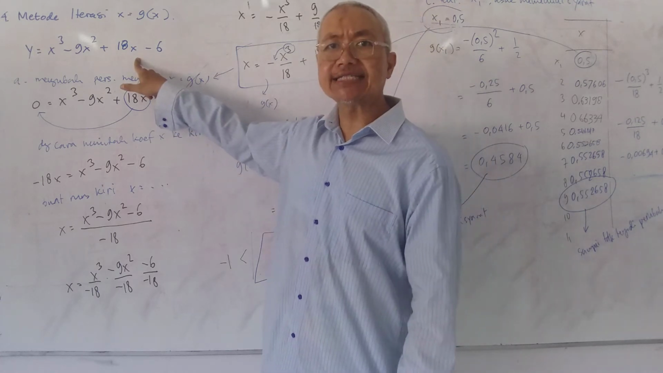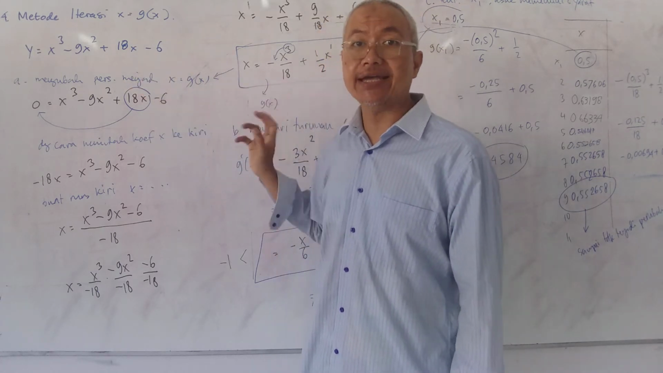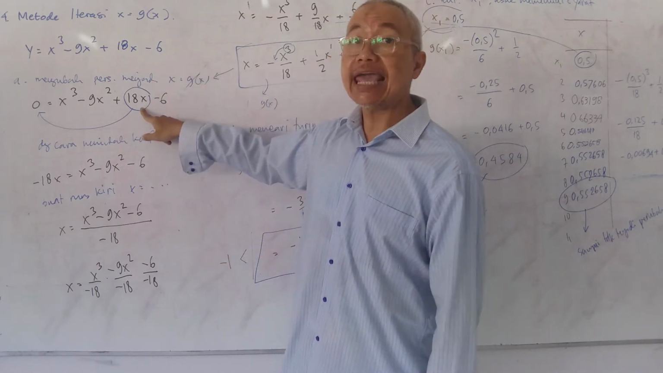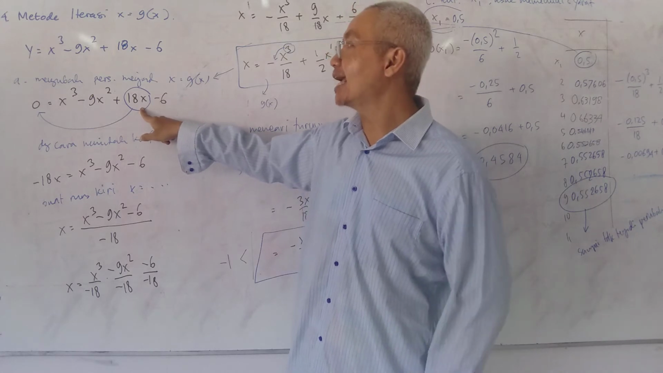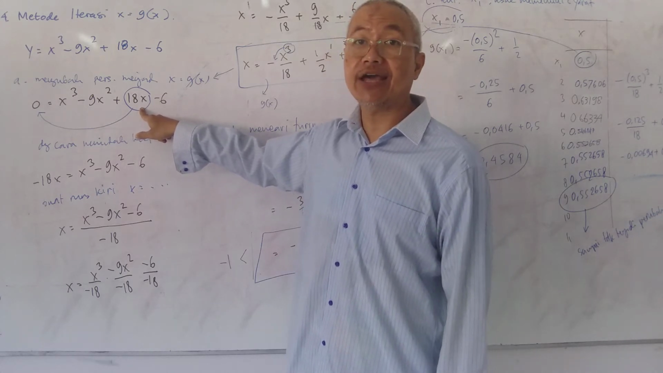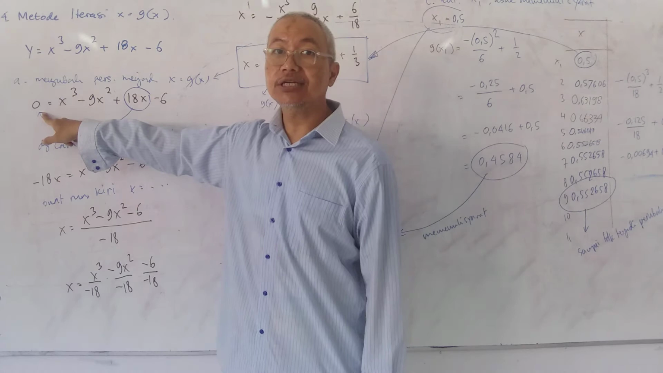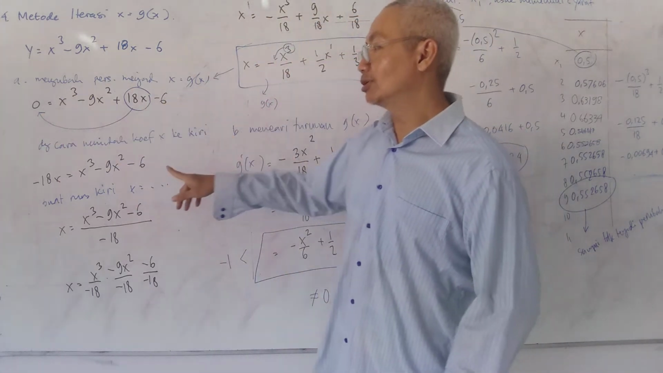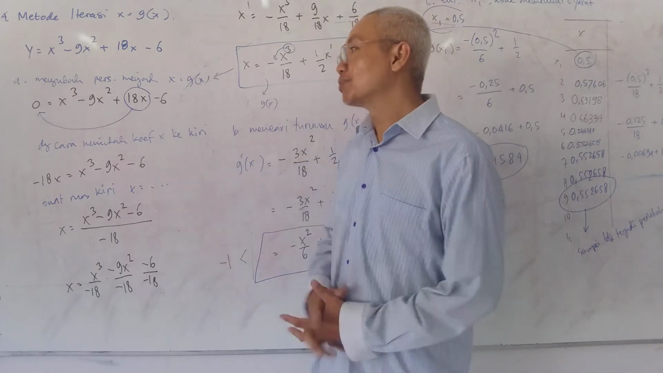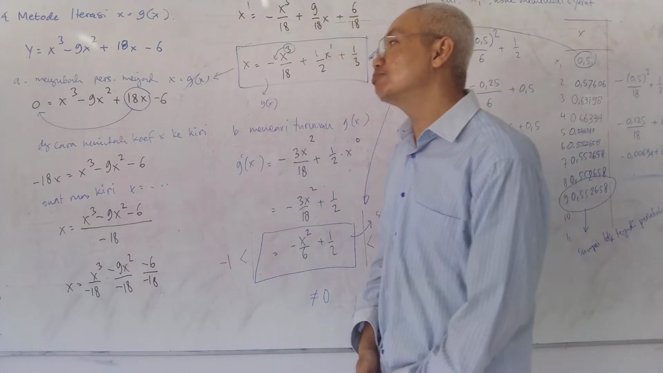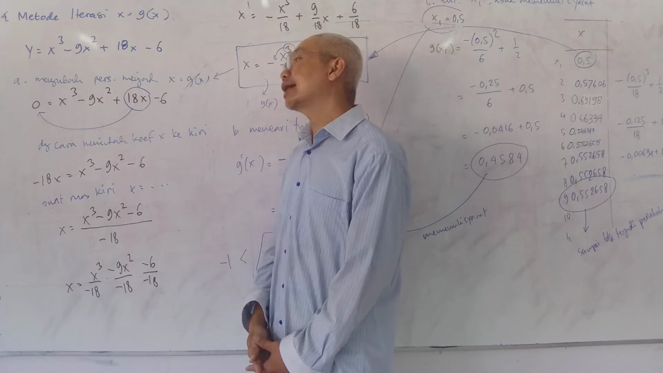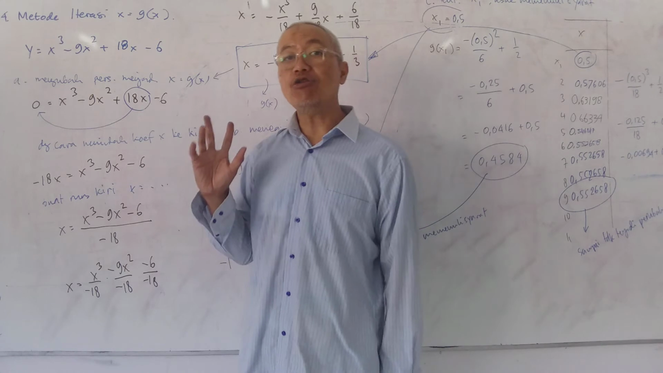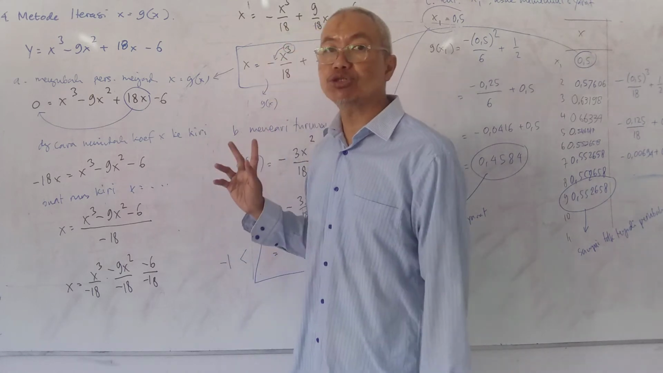How is it? The easiest way is to move the coefficient x from the right hand side to the left hand side. For example, this one is 18x. The coefficient x is 18x. I move it from the right side to the left side. So we will get this equation: minus 18x equals x cubed minus 9x squared minus 6. That's how we transform into x equal to g(x).